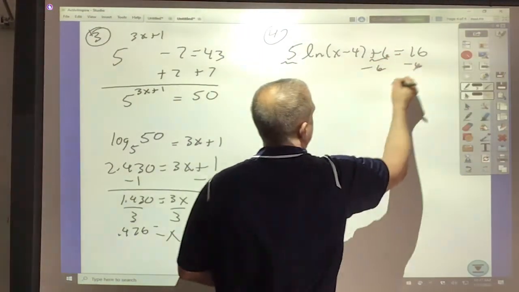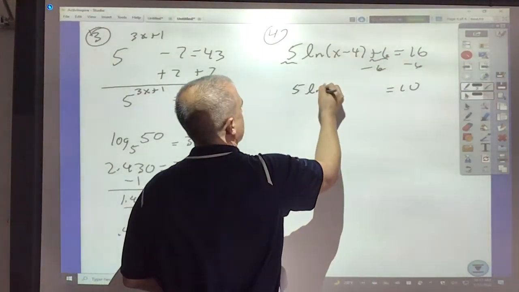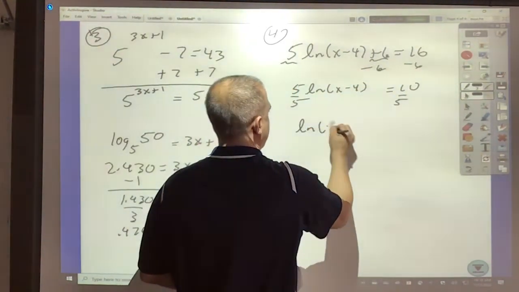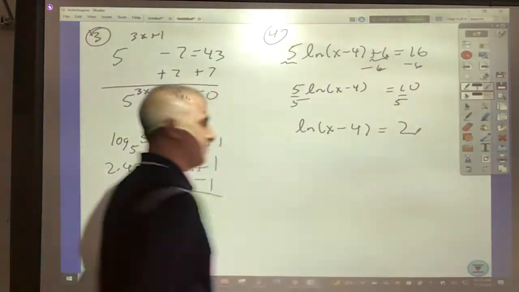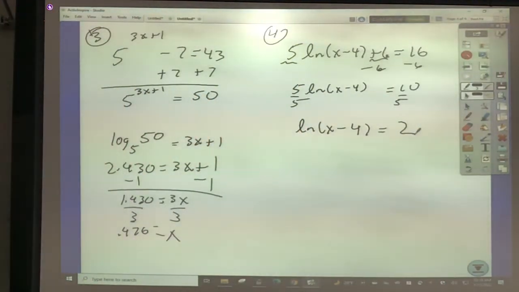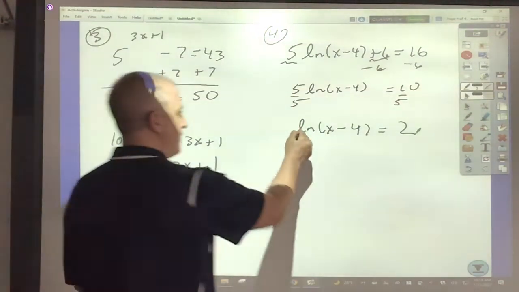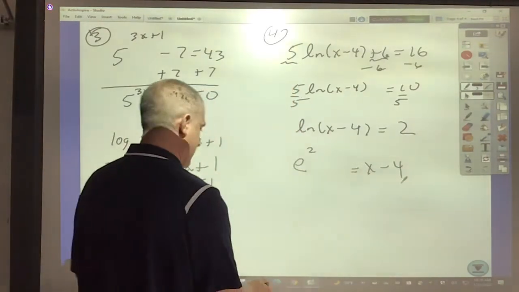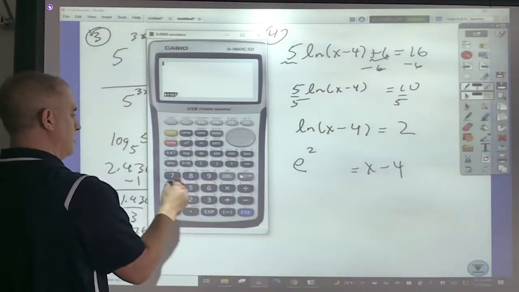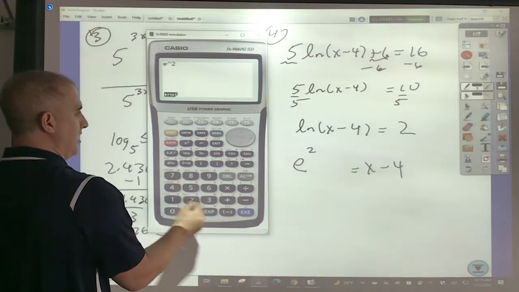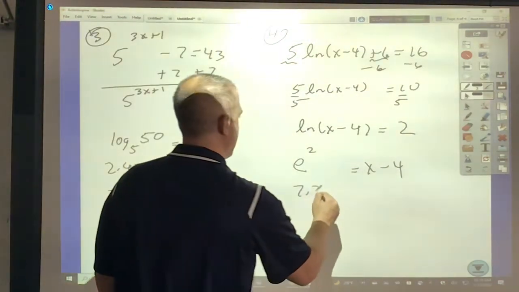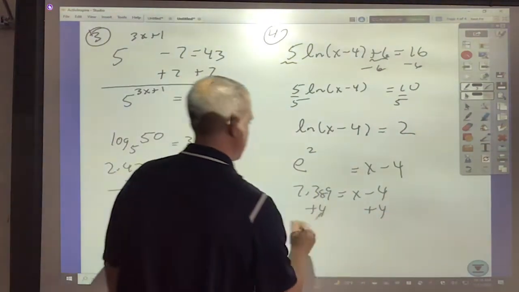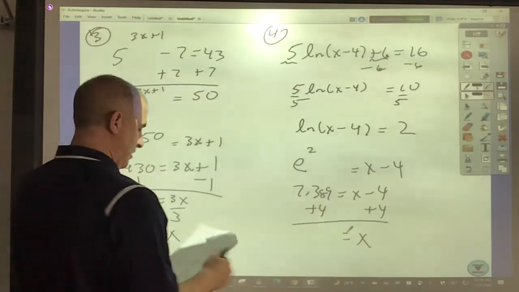Okay? This one, I got to get rid of this, and I got to get rid of this. So I would subtract 6 first. And then I would divide by 5. So I got natural log of x minus 4 equals 2. Okay? So now I have to convert to the inverse function. The inverse function would be e. This 2 is going to come over here. This x minus 4 is going to go over there. Okay? Do a calculation. e to the second is 7.389. And I would just add 4. All right, so that's going to give me 11.389.